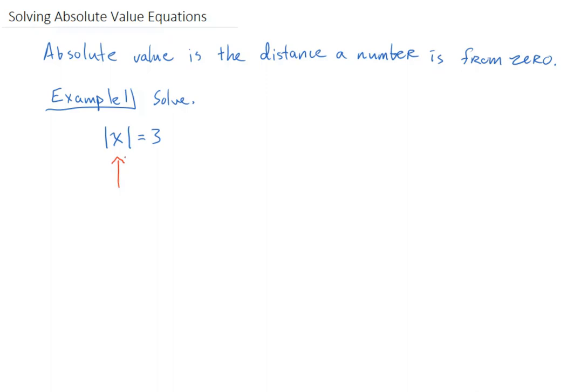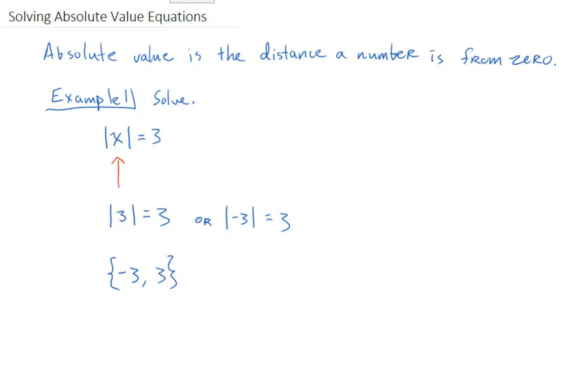This equation is simple enough that we can really get it just by thinking about what would need to go into the x to create a true statement. Well, I could put a 3 in for the x because the absolute value of 3 is 3. But I could also put a negative 3 in for x because the absolute value of negative 3 is 3. So the solution to this equation is 3 or negative 3. And we're going to write that using set notation. So what that looks like is negative 3 comma 3 with these curly braces around it.